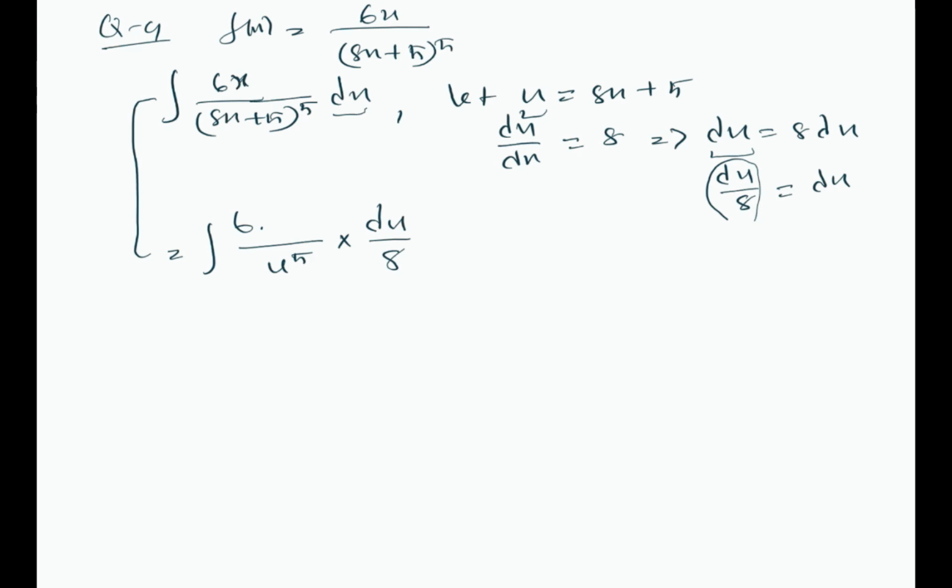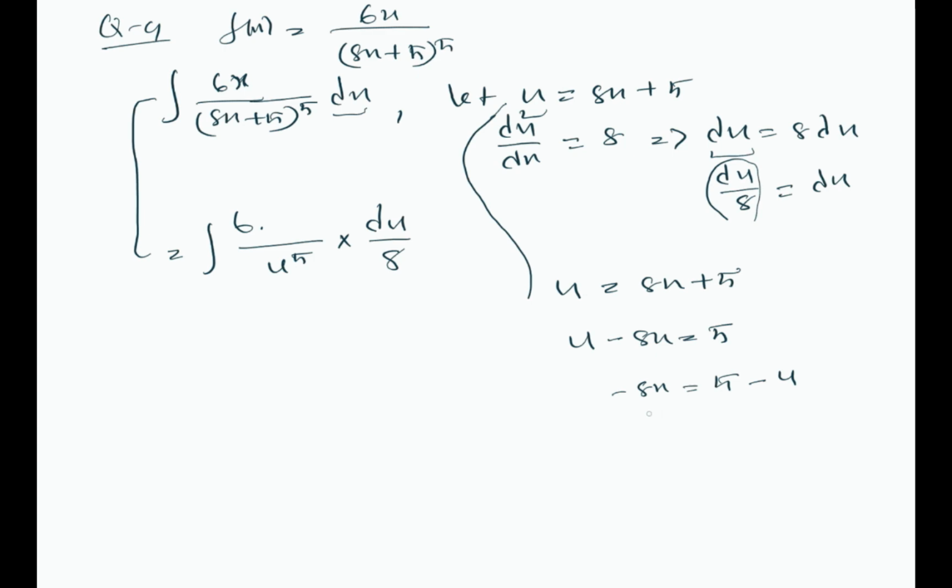We can find this x from this equation. So from this equation I can write u is equal to 8x plus 5, right? So subtracting 8x from both sides I can write u minus 8x is equal to 5, right? So then minus 8x is equal to 5 minus u, right?